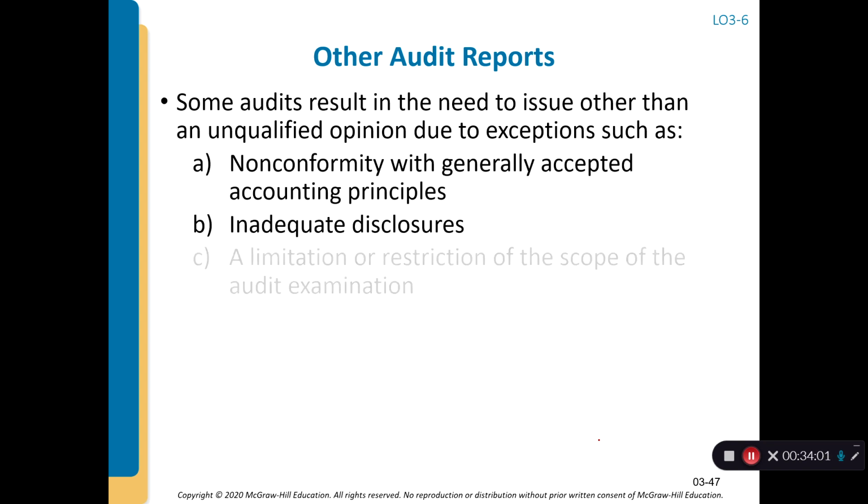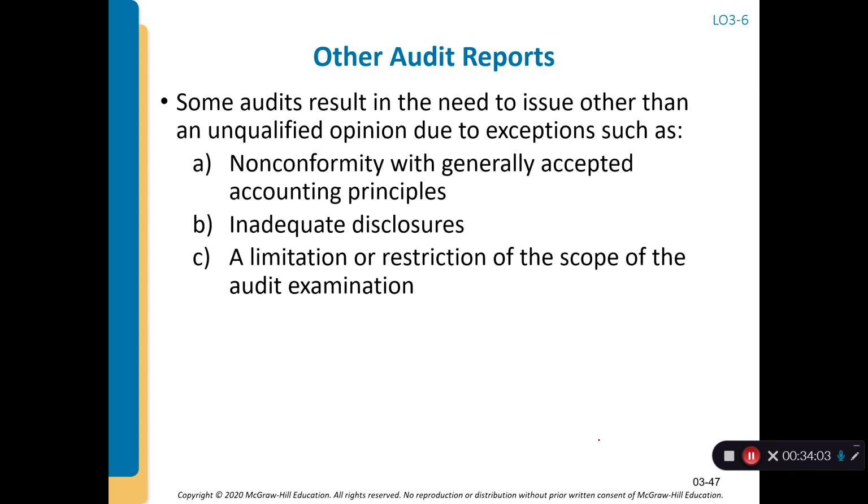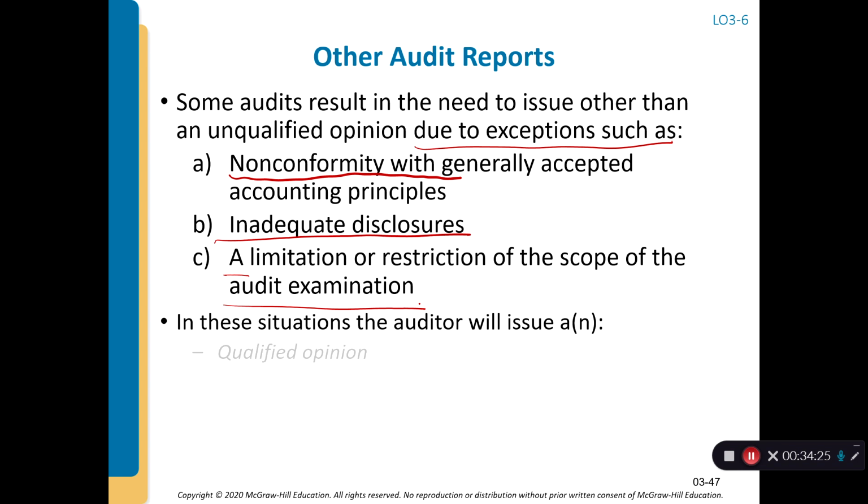Okay, and other audit reports. Some audits result in the need to issue other than an unqualified opinion due to exceptions such as, first of all, non-conformity with generally accepted accounting principles, or inadequate disclosure, right? Or a limitation or restriction of the scope of the audit examination. So in these situations, the auditor will issue either a qualified opinion, an adverse opinion, or a disclaimer.